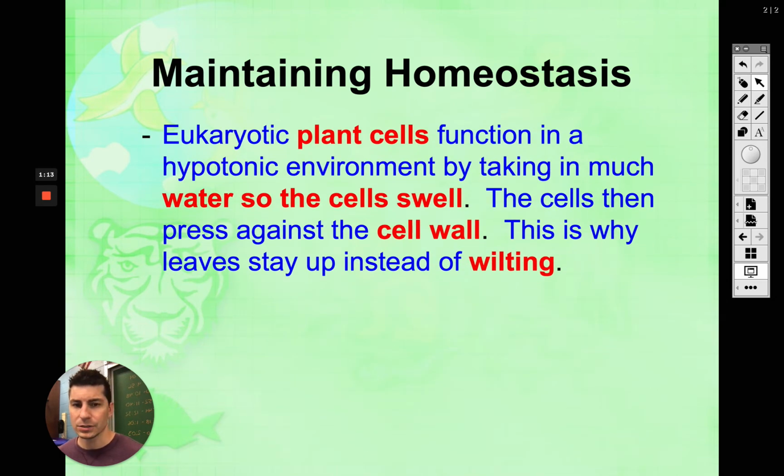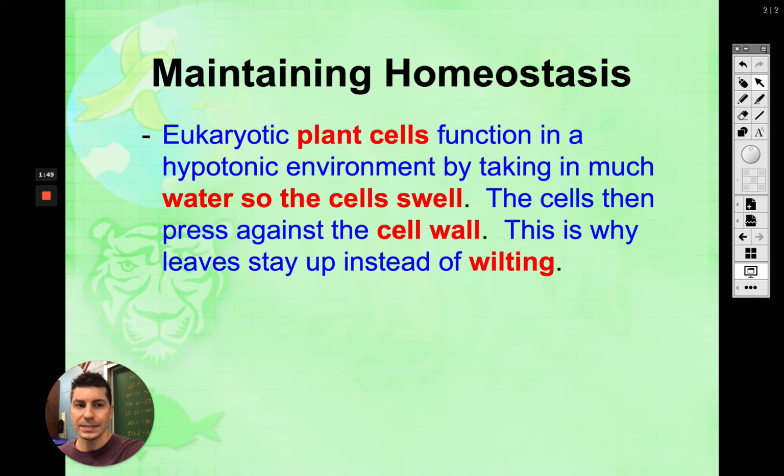For plant cells, all right, it's a little bit different. The plant cells actually function best in a hypotonic environment, meaning the cells would get big. So the cells would swell. They would have an intake of water. This is because the vacuole would be nice and filled. Okay, it'd be saturated with water. And what that does is the vacuole presses up against the cell wall, and that keeps the cell nice, plump, and square-like, I guess you could say.